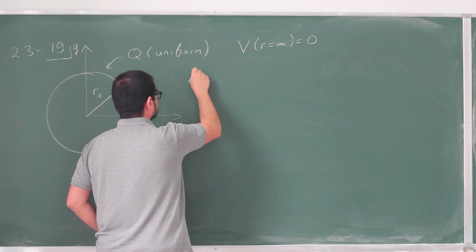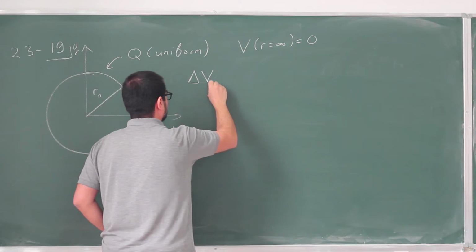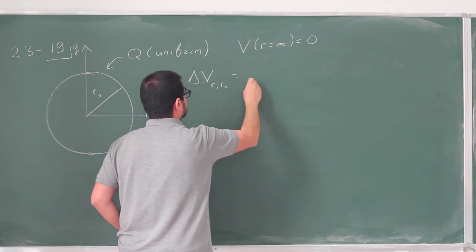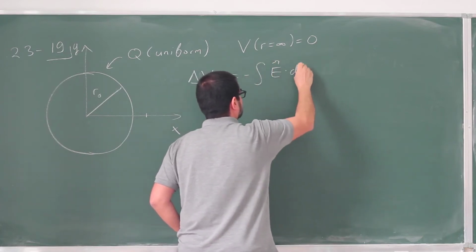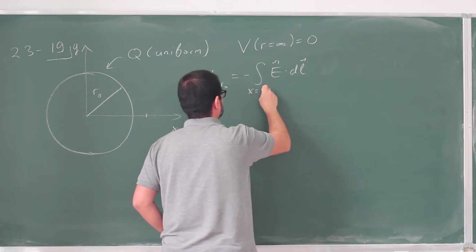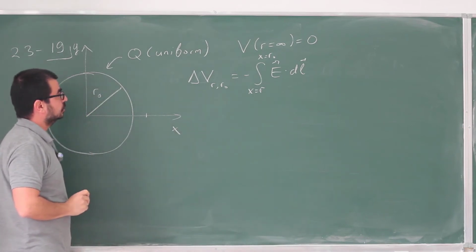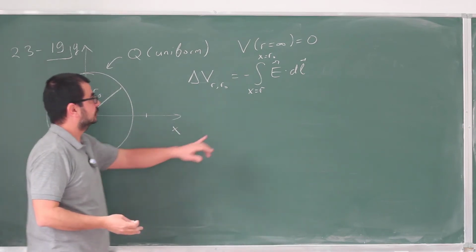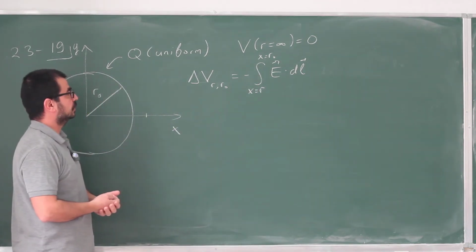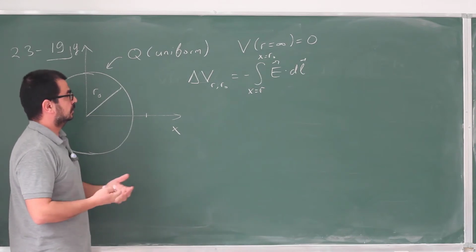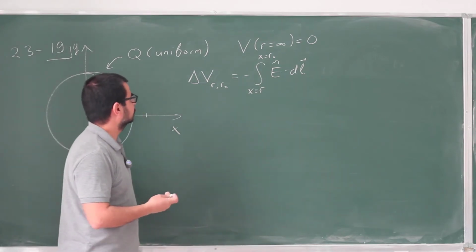So delta V from some R to some R0 is going to be minus the integral of E dot dl, from x equals R to x equals R0. Okay? And the same arguments are going to apply, that these are parallel to each other, so the dot product becomes a simple product, and the electric field has some expression that I've already written, though I think it's gone now.